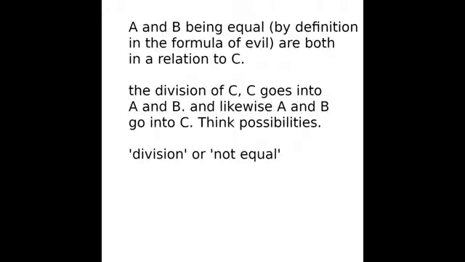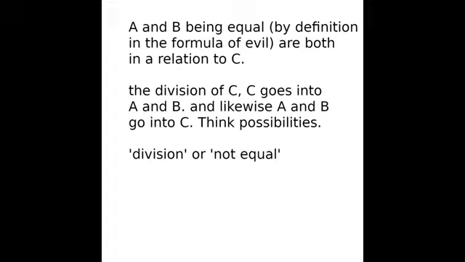Okay, this is a complicated slide, and I made a note about it. A and B being equal by definition in the formula of evil are both in relation to C. Okay, so the division of C goes into A and B, and likewise A and B go into C. So that is their relation, and they are connected, and we're thinking about possibilities. It's a division or a not equal. What can I say about this?